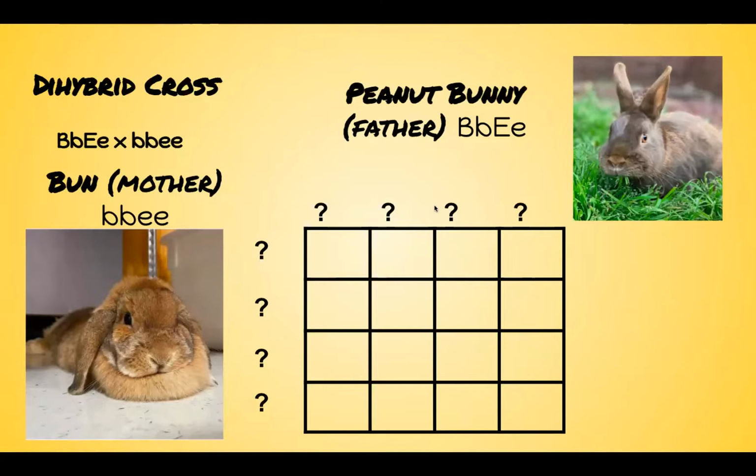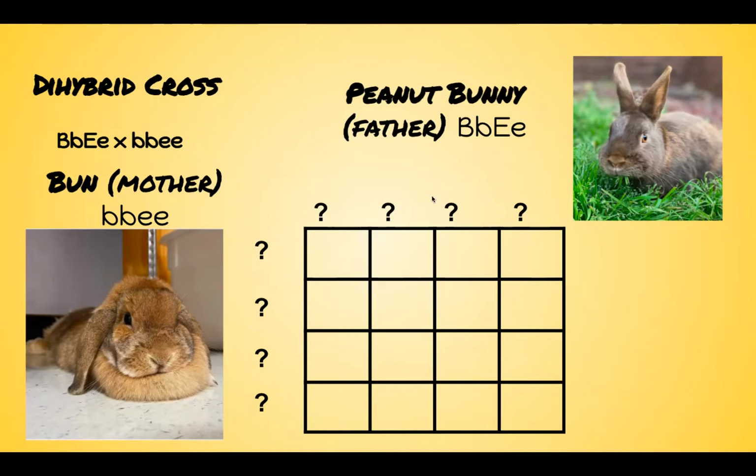Okay, so dear goodness, hang in there, children, because now we have 16 squares on our Punnett square. Whew, but we can do it. So we've got Peanut Bunny and his genotype on the top, and Bun, who is the potential mother, on the side. So I have all these question marks. What on earth are we going to put there? Because now there's two traits and we're all scrambled like eggs.